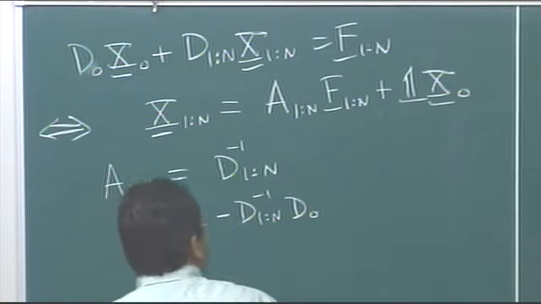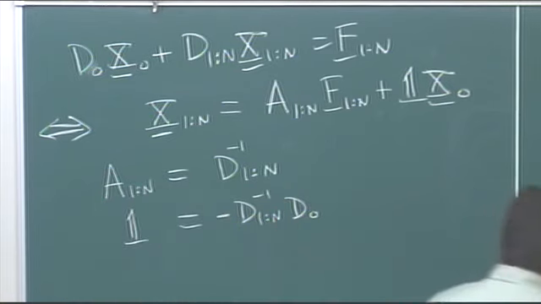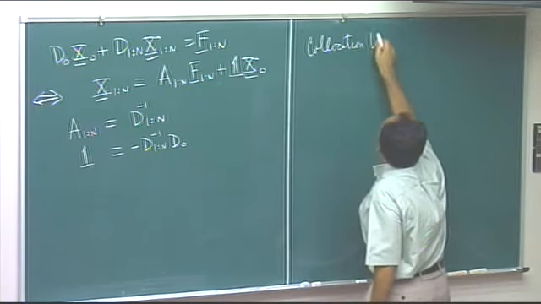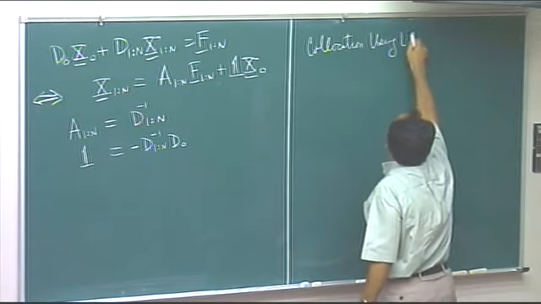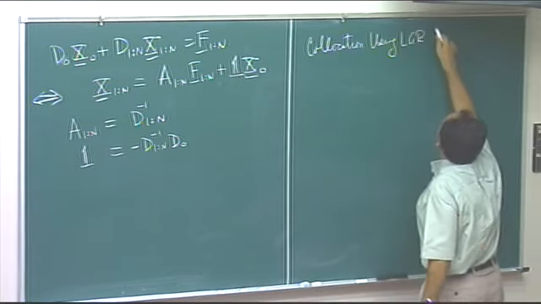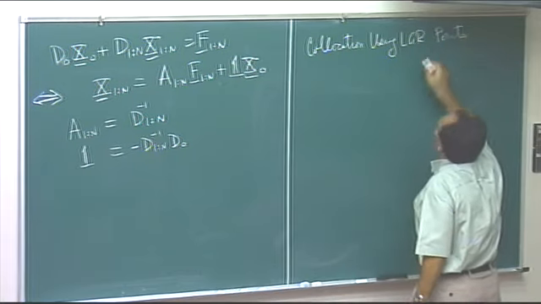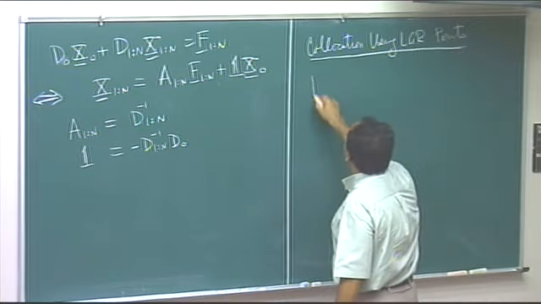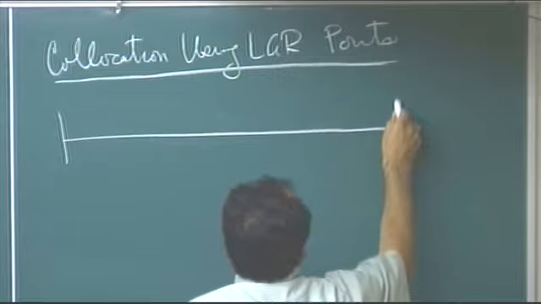What I'm going to go on to do now is we're going to talk about collocation using LGR points. Now, collocation using LGR points is actually easier in some ways than using LG points. It seems kind of strange because you think that, well, maybe this isn't going to work out with LGR points. So let's look at the schematic when we change now to LGR points.